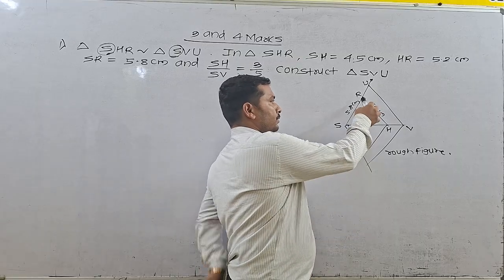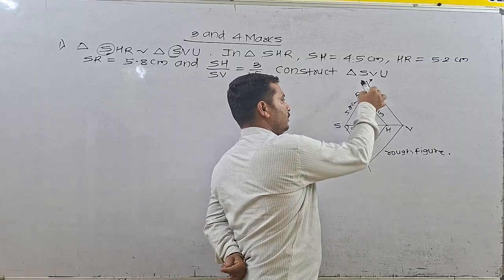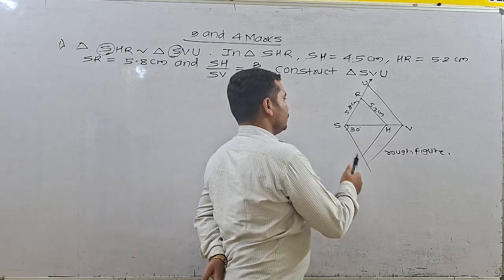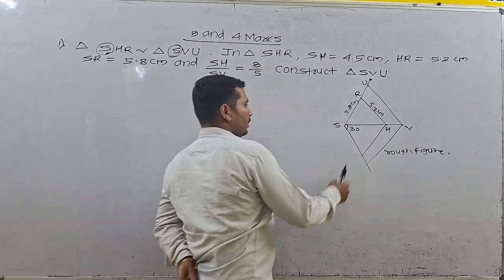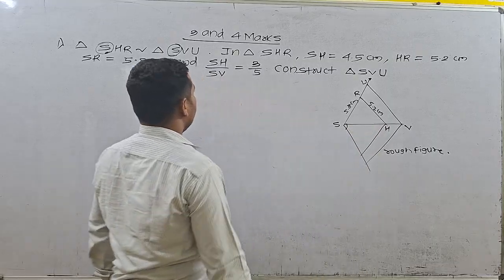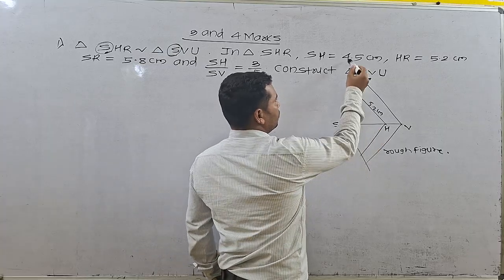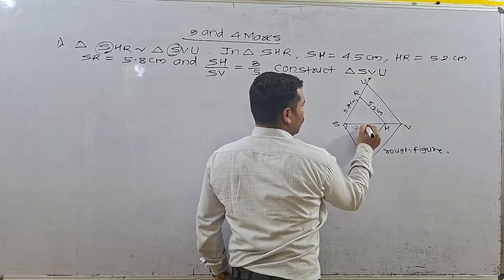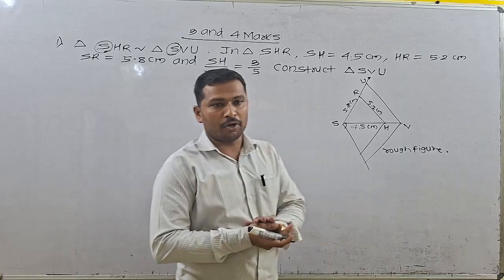Now, first we draw triangle RSH, then we draw triangle USV. So in this way we draw their triangles. Look at the board. First we draw SH. So what is the length of SH? SH is 4.5 centimeter.